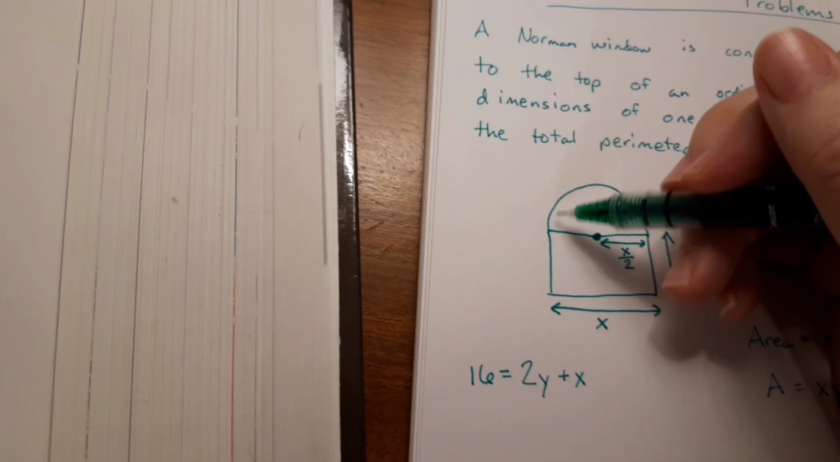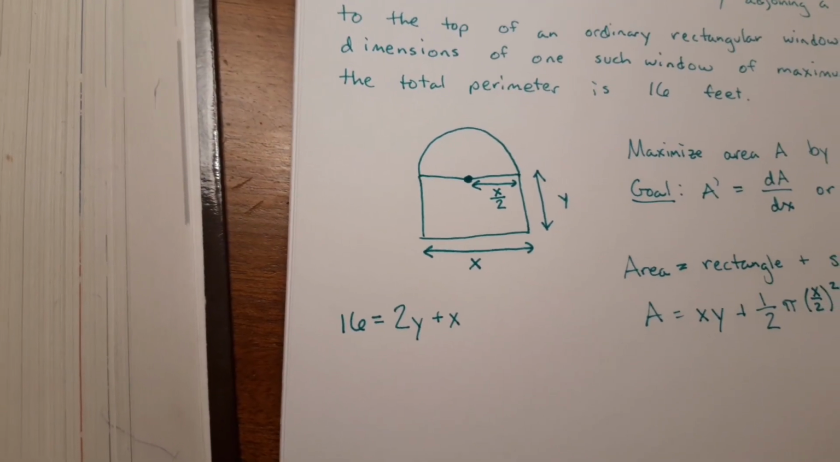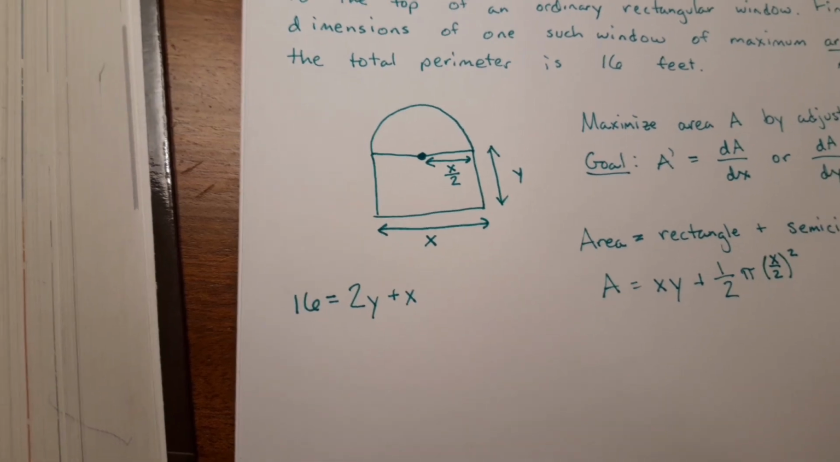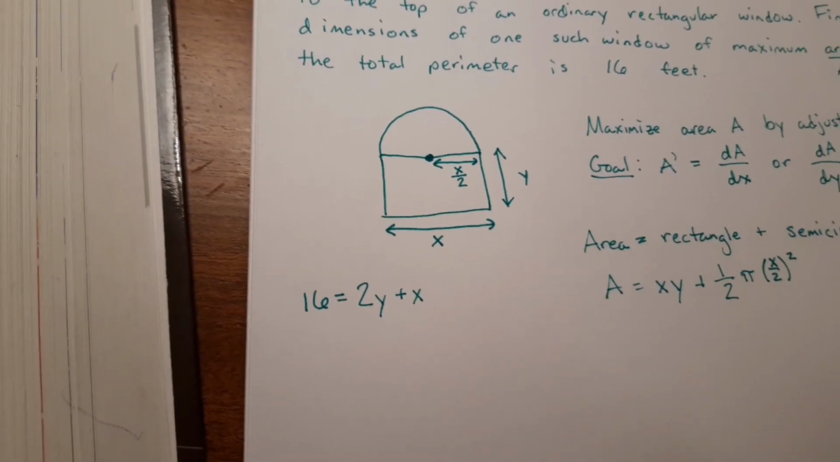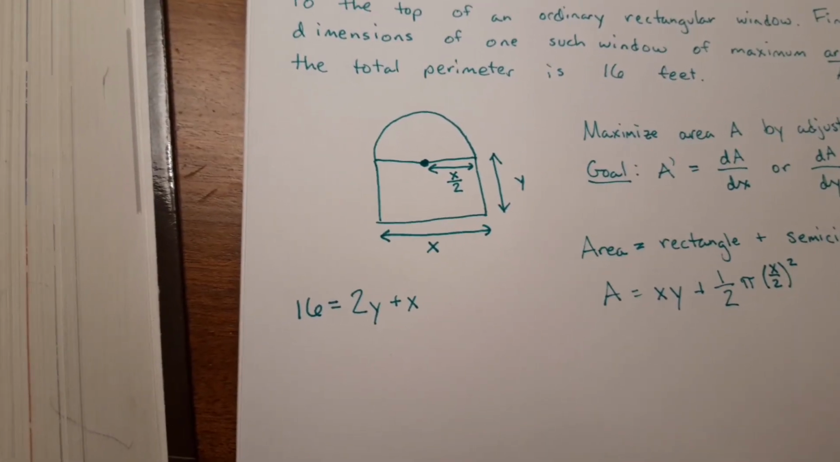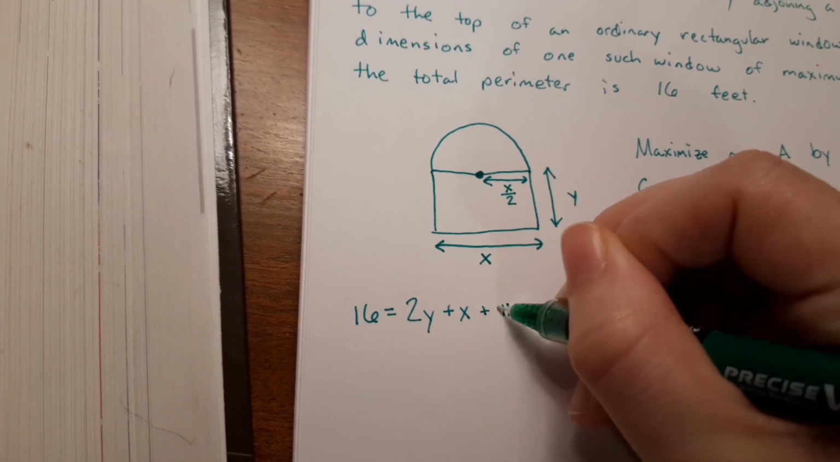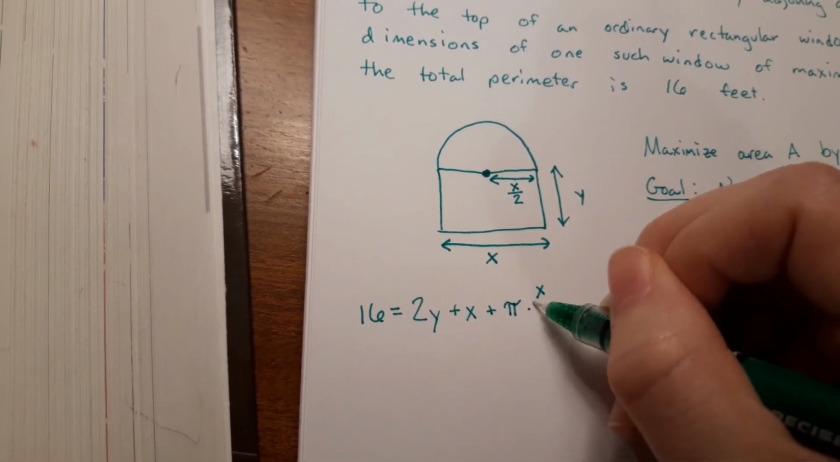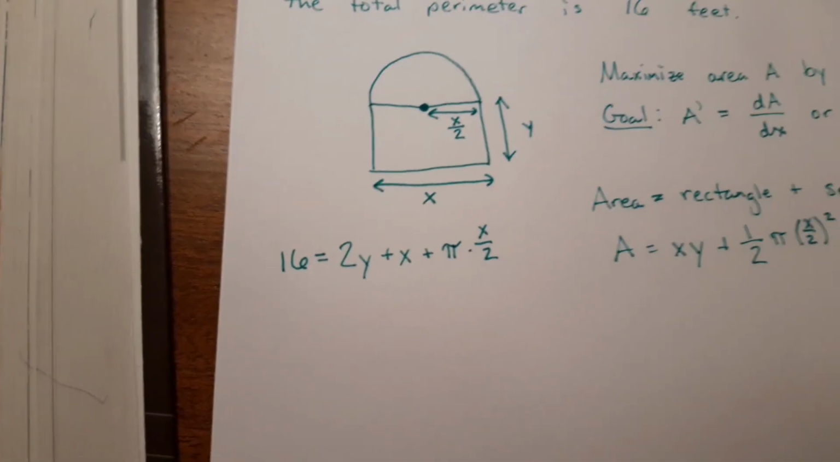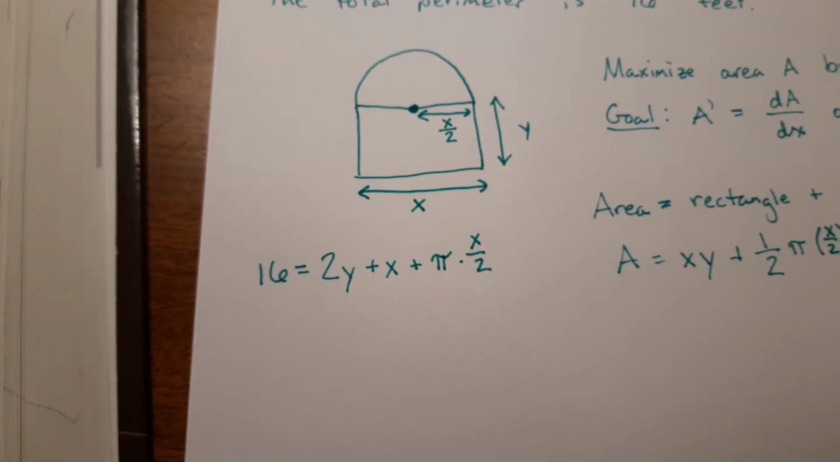And then this length right here is half of the circumference. The circumference is 2 pi r, and half of 2 pi r is just pi r. Again, our radius is just x over 2. So this is pi times x over 2. We can either choose to solve for x or to solve for y and then plug that into our area equation.